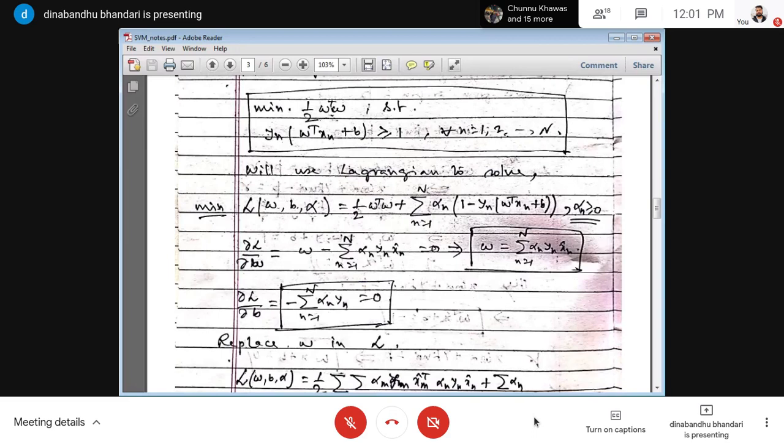Let's see what happens. If we can get rid of some of the parameters before we differentiate the whole thing with respect to alpha, we can replace that one. Okay? We just try to put w here. Don't worry.